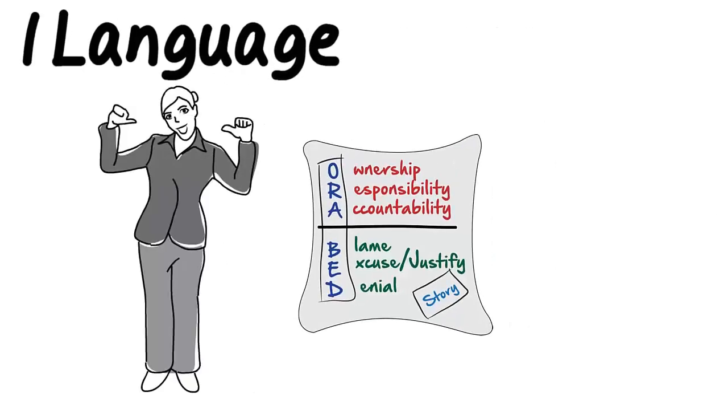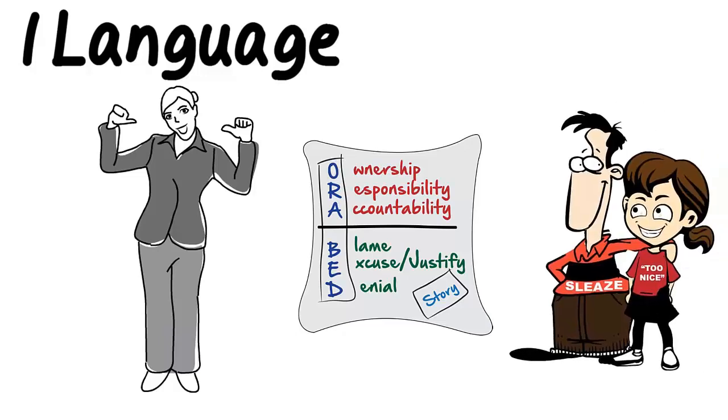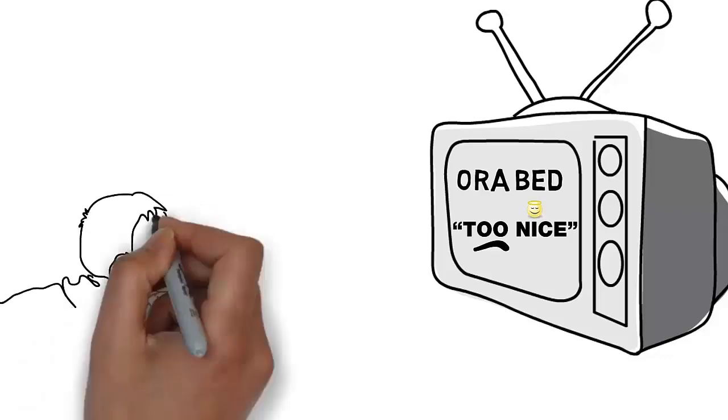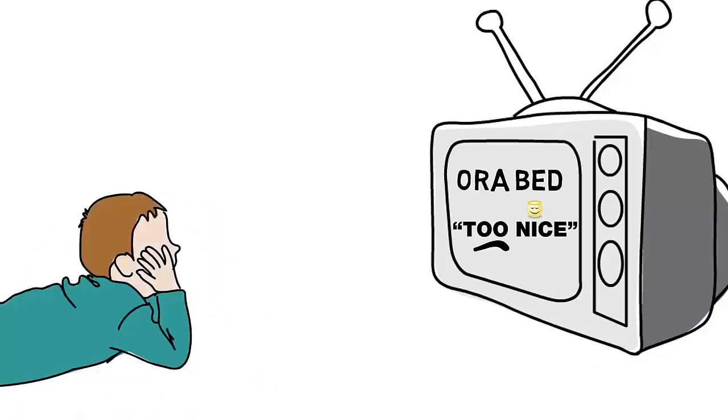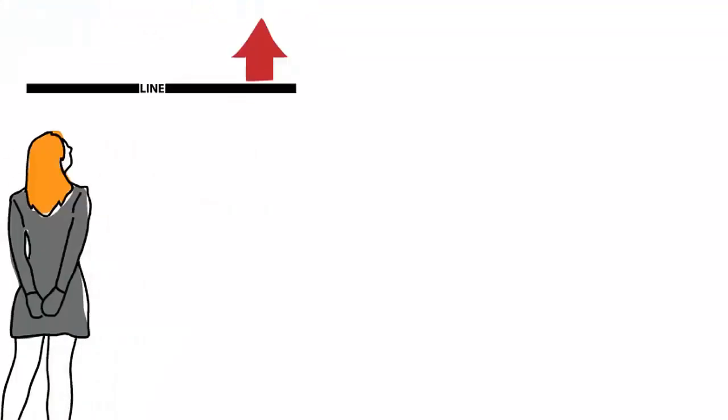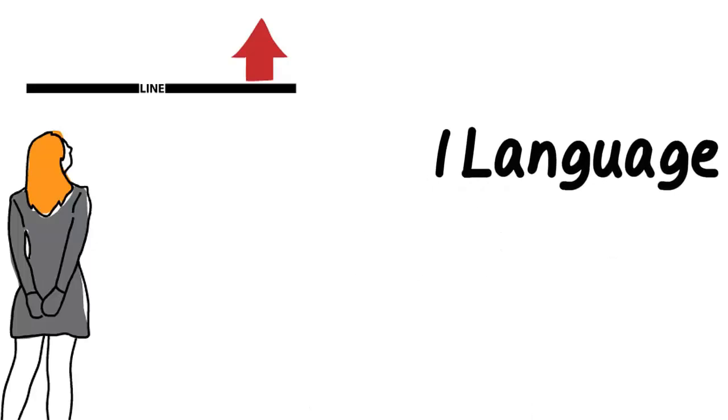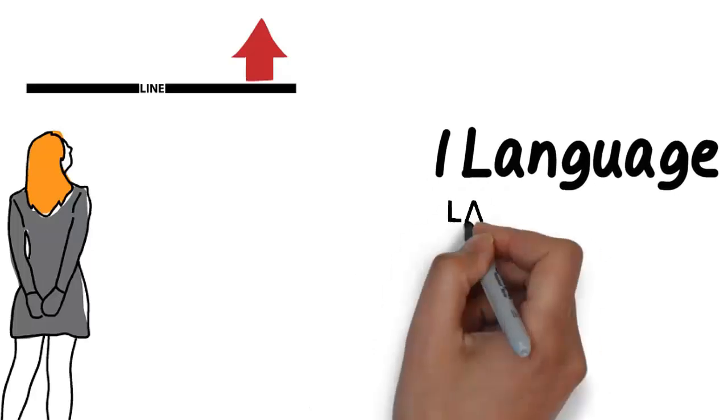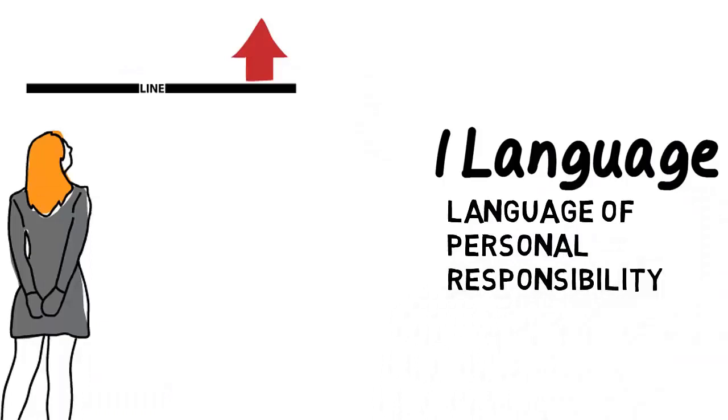This lesson builds on two previous lessons, the one on responsibility and the one on being too nice. I recommend that you watch both of those lessons again after this iLanguage lesson as a refresher. It will help you understand how iLanguage works and why it's so powerful. In the responsibility lesson, we covered being above the line, and using iLanguage is the language of personal responsibility.